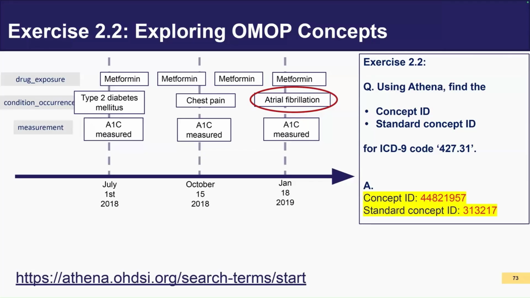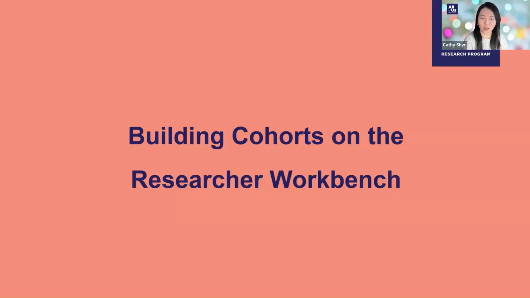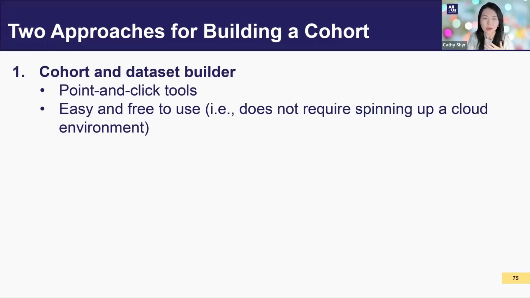Awesome. All right, so let's go ahead and move on to working with the researcher workbench and trying to build a cohort. So we're going to dive into two different approaches for building a cohort. The first approach is to use the cohort and dataset builder, which are the point and click tools that I talked about at the beginning of this talk. These are very free and easy to use, customized tools, free in the sense that it does not require the user to spin up a cloud computing environment.